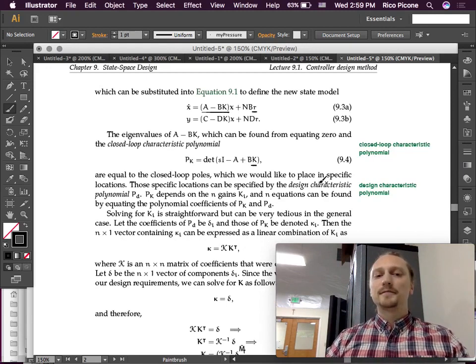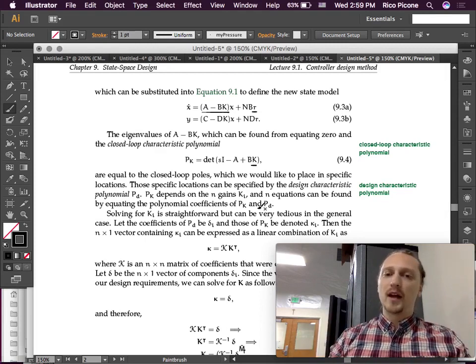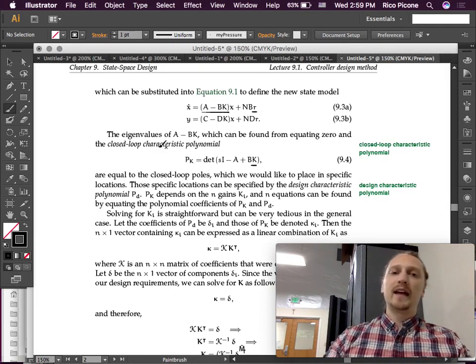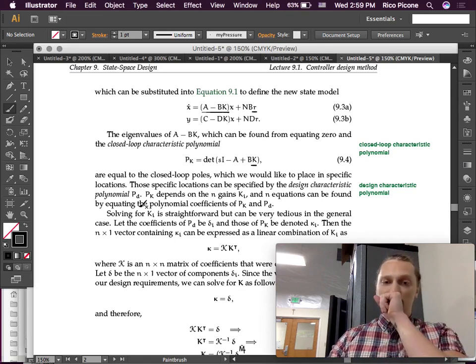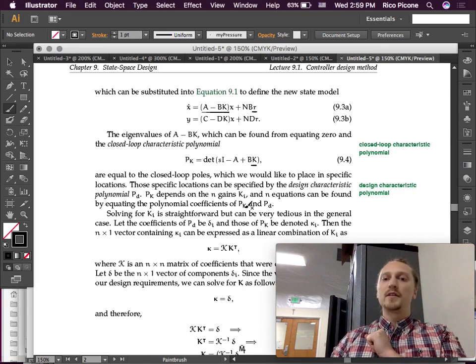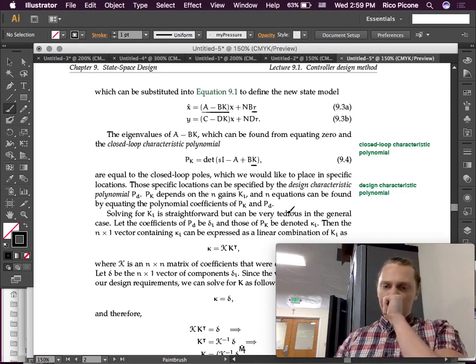So, those specific locations of those closed loop poles that we're aiming for can be specified by the design characteristic polynomial, PD. PK is the closed loop characteristic polynomial. The design characteristic polynomial is PD. PK depends on the n gains Ki, and n equations can be found by equating the polynomial coefficients of PK and PD.